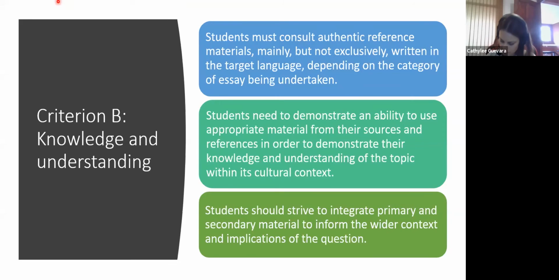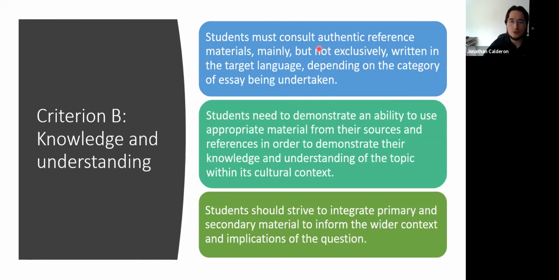Criterion B, knowledge and understanding. This is related basically to what they're going to be using for the extended essay, for their research. So students must consult authentic reference materials, mainly, but not exclusively, written in the target language, depending on the category of essay being undertaken. So whatever references they use, we should try to make them be in English. However, that doesn't necessarily mean that it must be originally written in English.